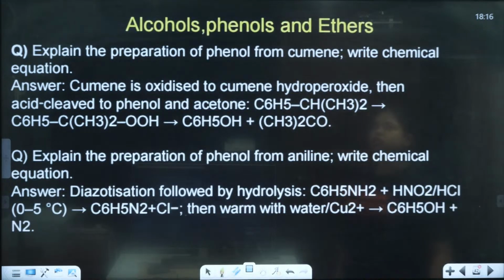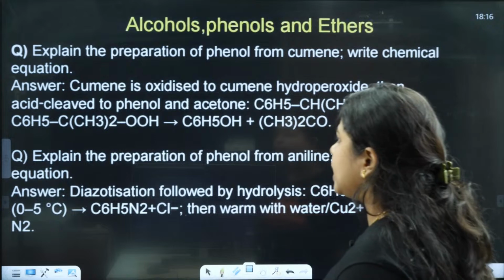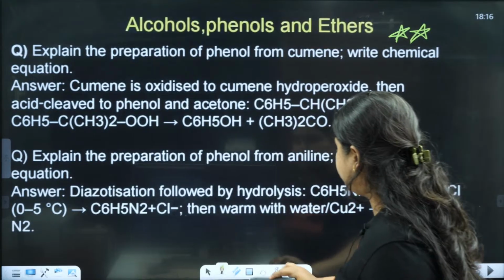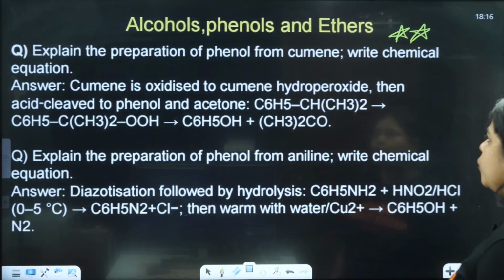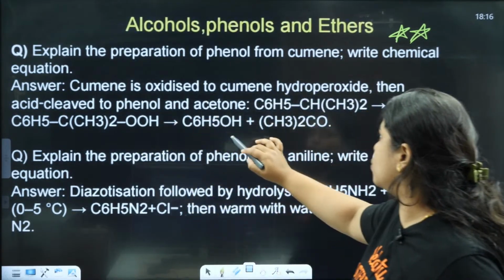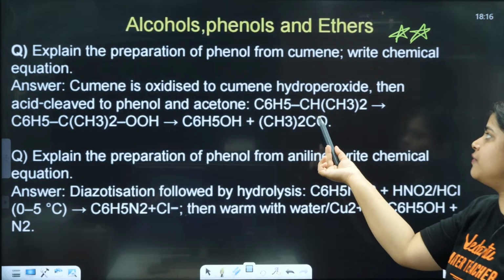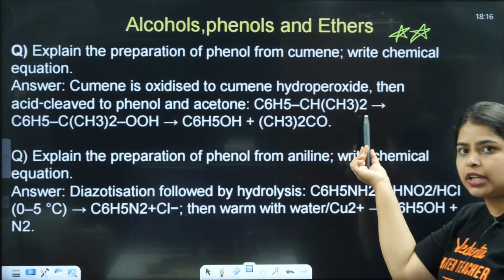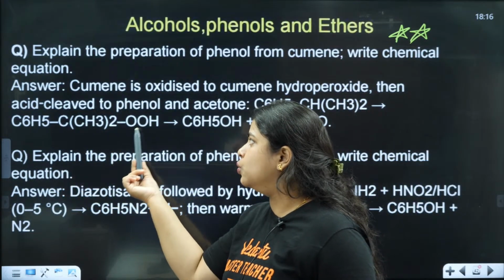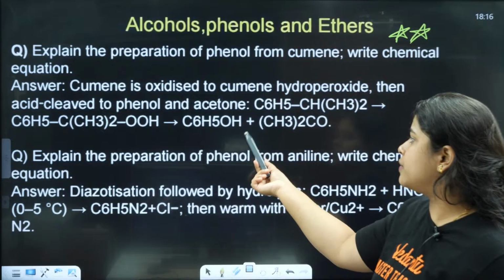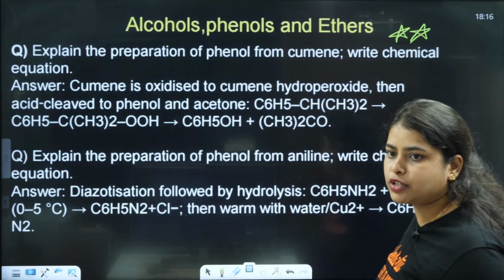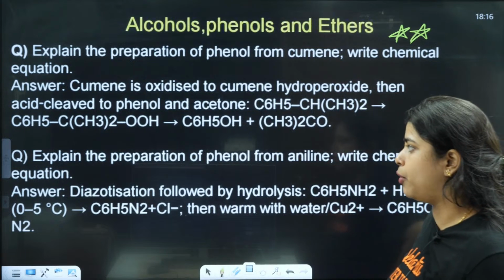Next, explain the preparation of phenol from cumene. Write the chemical equation. This is also important guys. Cumene is oxidized to cumene hydroperoxide, then acid cleaved to phenol and acetone. So this C6H5 reacts with CH3 twice, forming C6H5C(CH3)2OOH, and then C6H5OH plus (CH3)2CO, acetone. This is also important, okay?